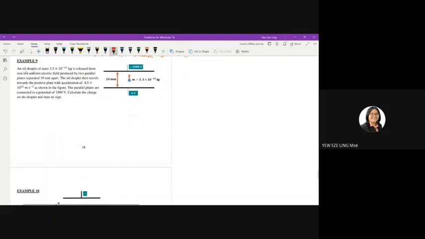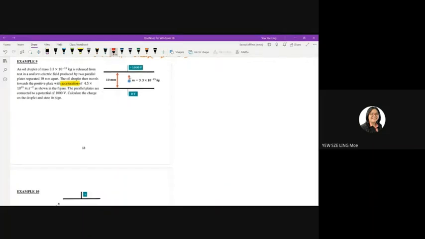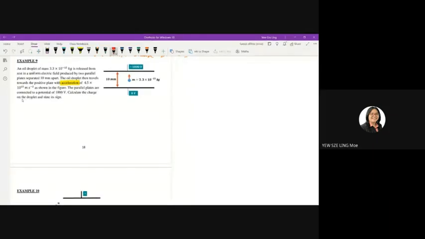Example 9: an oil droplet of mass 3.3 times 10 to the power of negative 15 kg is released from rest in a uniform electric field produced by two parallel plates, separated 10 mm apart. The oil droplet then travels toward the positive plate with an acceleration of 4.5 times 10 to the power 15 m s negative 2, as shown in the figure. The parallel plates are connected to a potential of 1000 V. Calculate the charge on the droplet and state its sign.